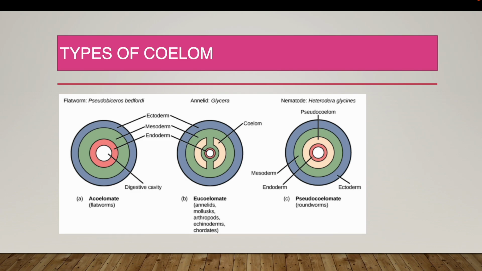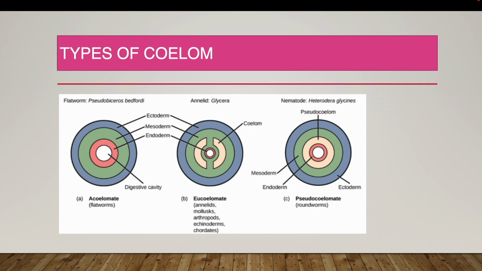Not all the organisms have a true coelom. Certain organisms don't have any coelom or body cavity. This type of organisms are known as acoelomate. One phylum, Platyhelminthes, or the flatworms, comes under the acoelomate category.